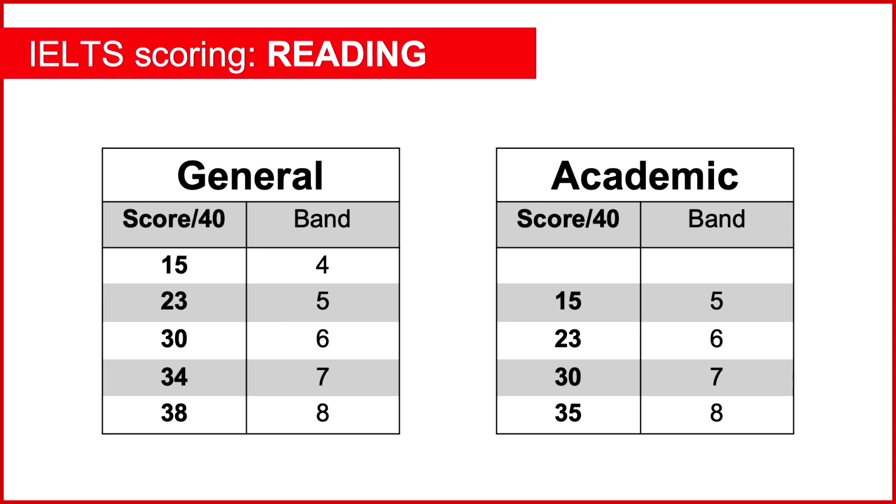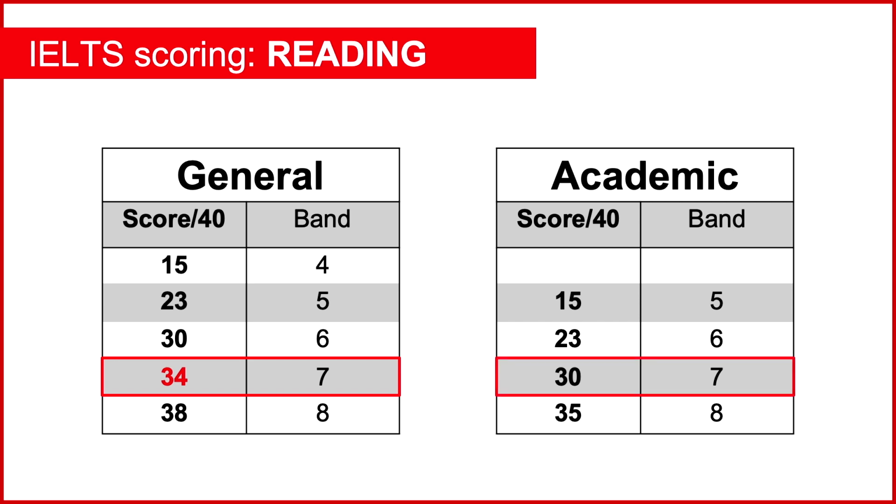We've got general on the left, academic on the right. And you'll notice that on the general side, to score band 7, you need around 34 out of 40 correct. Whereas for academic, it's a bit lower, just 30 out of 40. So even though the general test is considered easier, it's certainly shorter than the academic test. You need to get more points out of 40 to get the same score. So it's not really easier.